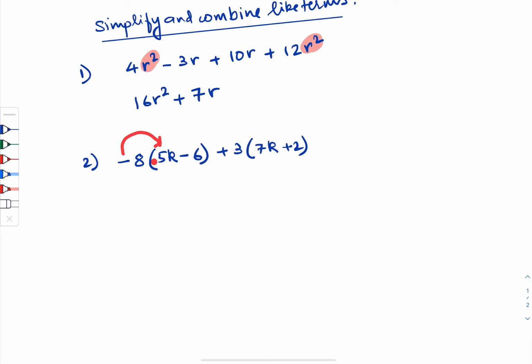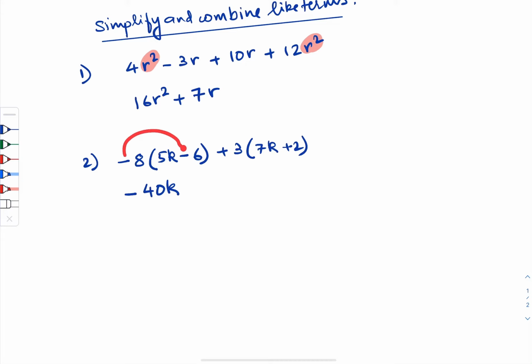There's no sign, which means it's a positive. So negative times positive is going to be a negative. And then 8 times 5 is going to give me a 40. And then I'm just going to put the k down. Then I'm going to do something similar with the negative 6.